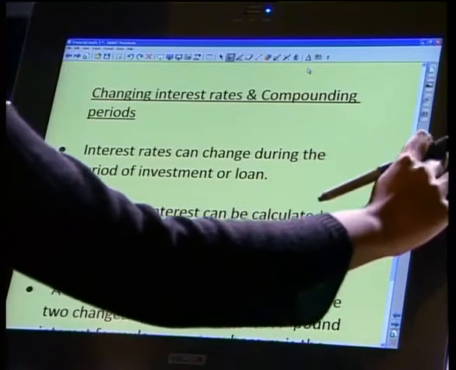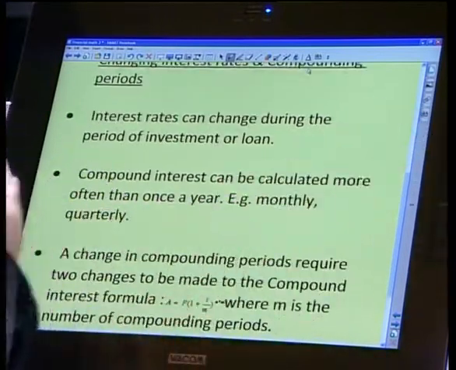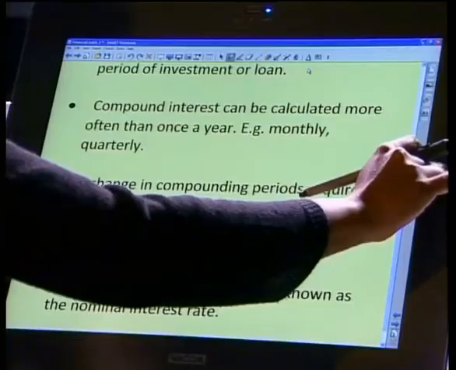Now, interest rates can change during the period of investment or during the period of the loan. In case of a loan, when the interest rate changes, you might find that the payments that you will have to make back will also change. So it does affect the payments that are made during a loan.